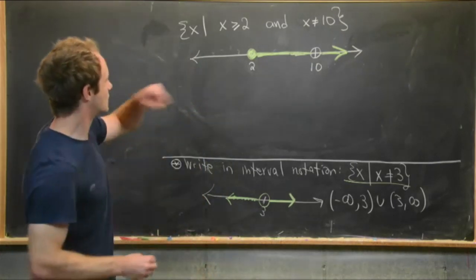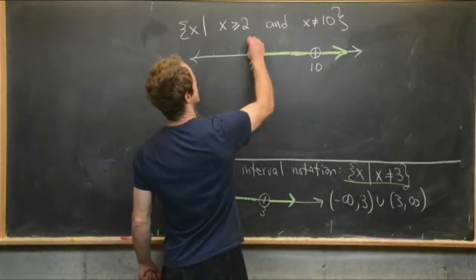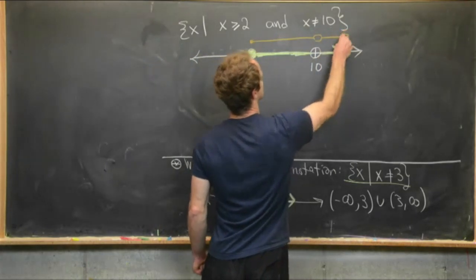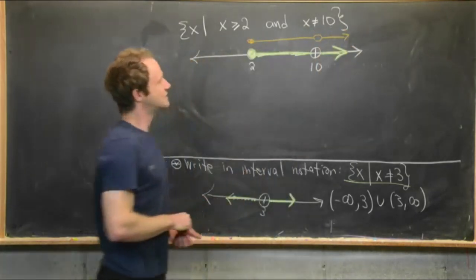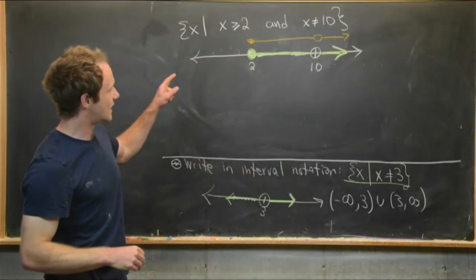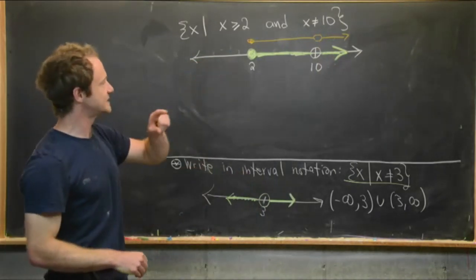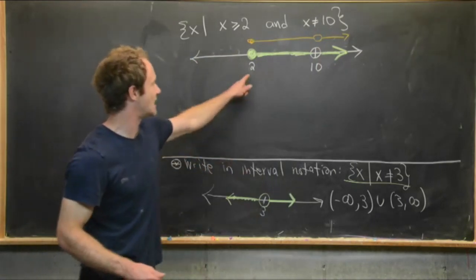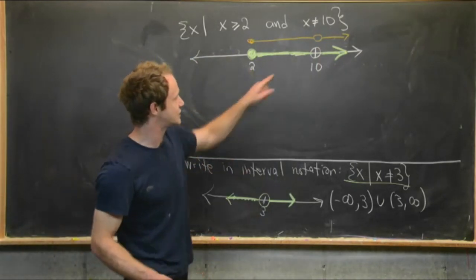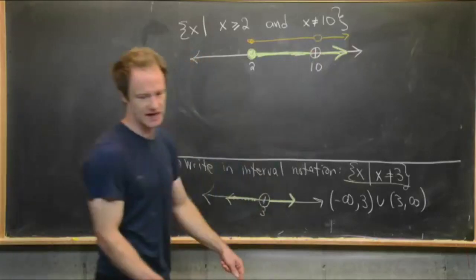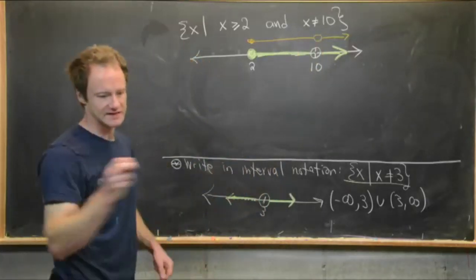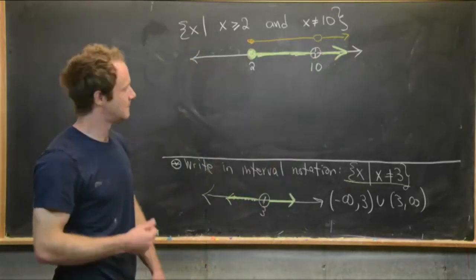Okay, so this is what's going on. Good. Now we take this picture. Notice that everything that is shaded is either bigger than or equal to 2 and not equal to 10. We think about this open circle as pulling that single point out of the number line.